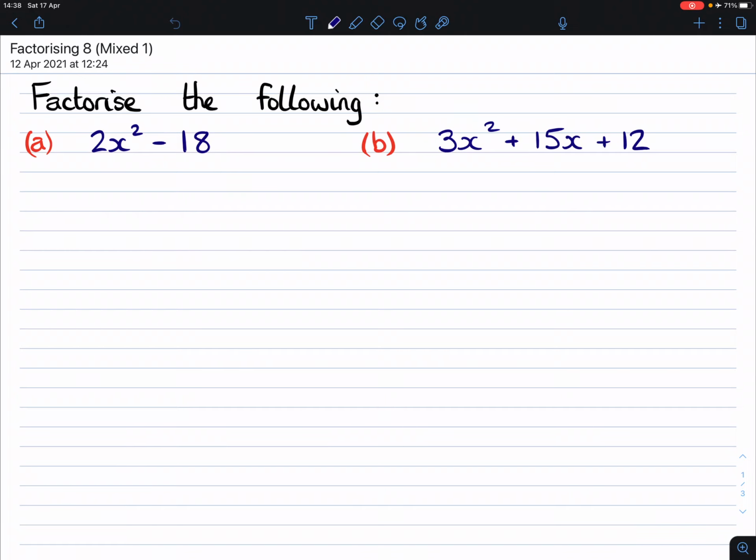Factorize the following: 2x squared minus 18. So the first step of factorizing is to look for a common factor. Both of these terms can be divided by 2, so we take 2 out. That will leave us with an x squared minus 9.